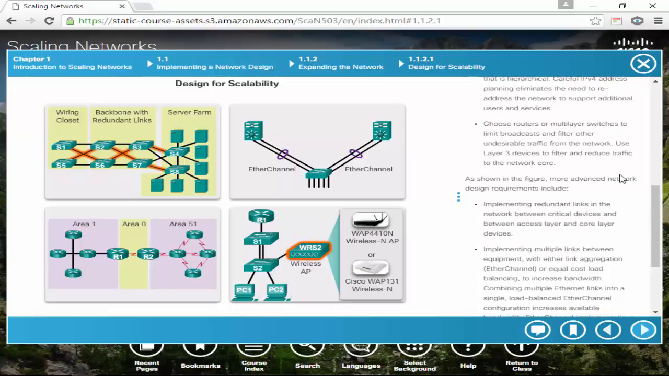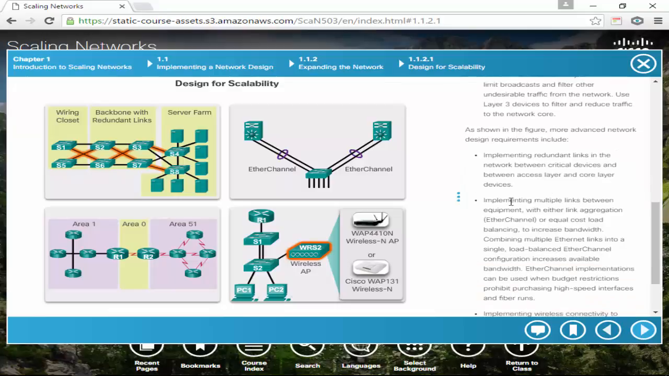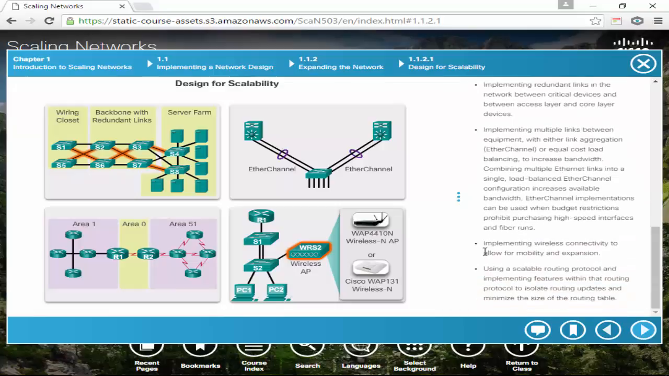As shown in the figure, there are more advanced network designs, implementing redundant links, implementing multiple links between equipment with either link aggregation or equal cost load balancing. Okay, so that just means layer 2 or probably layer 3 is what they're talking about. Implementing wireless connectivity to allow for mobility and expansion, using a scalable routing protocol and implementing features within that routing protocol to isolate routing updates and minimize the size of the routing table.